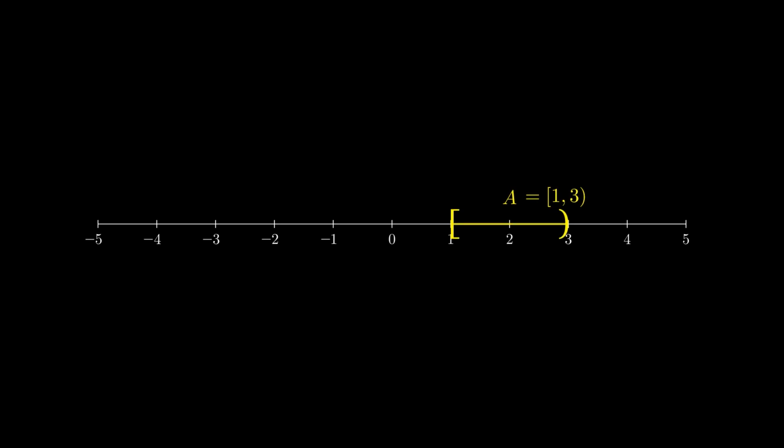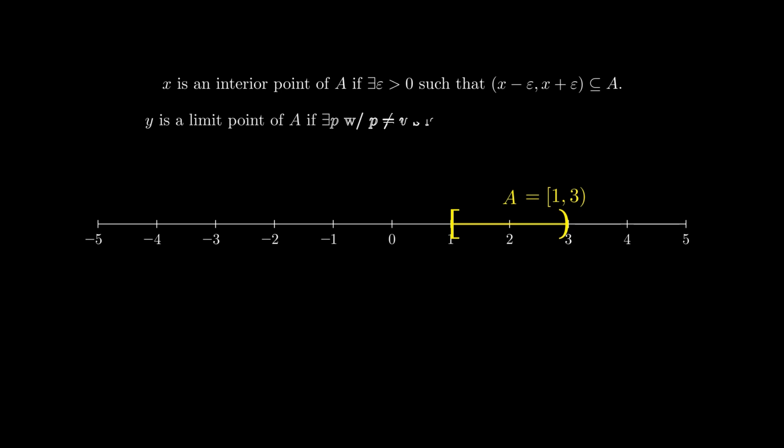The technical definitions are as follows. X is an interior point of A if there exists an epsilon greater than 0, such that the open interval from x minus epsilon to x plus epsilon, also known as the epsilon ball around x, is entirely contained within the set A. And for limit points, Y is a limit point of A if for every epsilon greater than 0, there exists a P not equal to Y, such that P is in the intersection between the epsilon ball around Y and the set A.